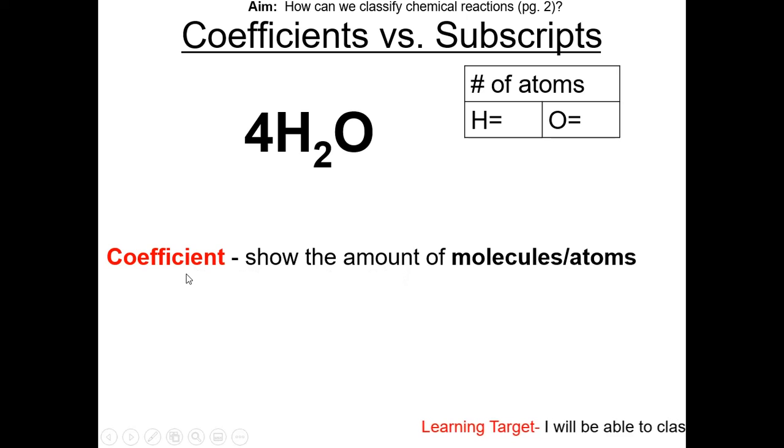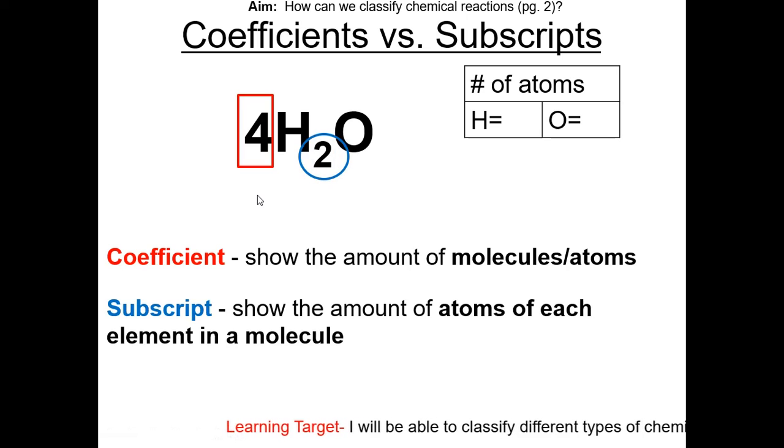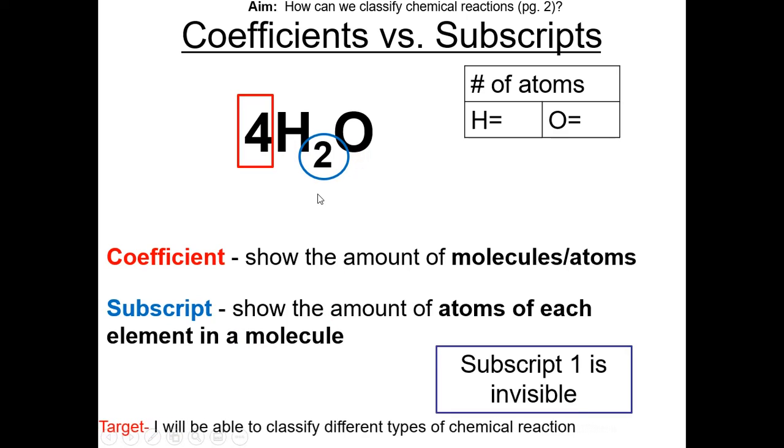Just to review, the coefficient shows the amount of molecules and atoms. That's the number in the front. The subscript shows the amount of atoms of each element in the molecule. That's the 2 for H2O. Keep in mind, subscript 1 is invisible.